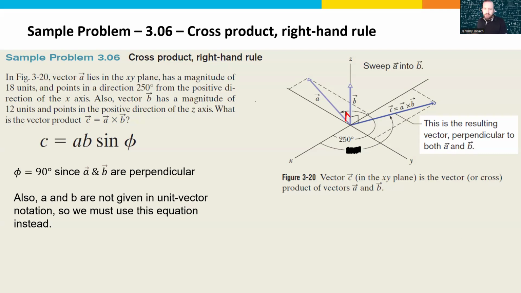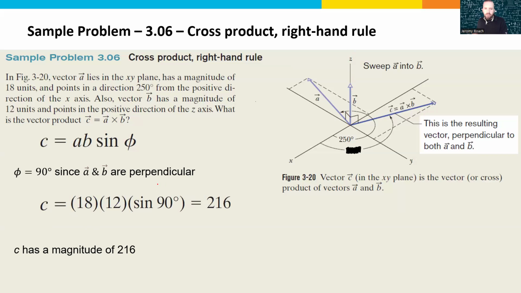Let's see what other information it gave us here. So it said that A has a magnitude of 18 and it's 250 degrees from the positive direction of the x-axis. So from the positive direction of the x-axis, it's sweeping over this way and it's landing here, and that's where vector A is going to be. Vector B has a magnitude of 12 units and it's pointing in the positive direction of the z-axis, so it's going up that way.